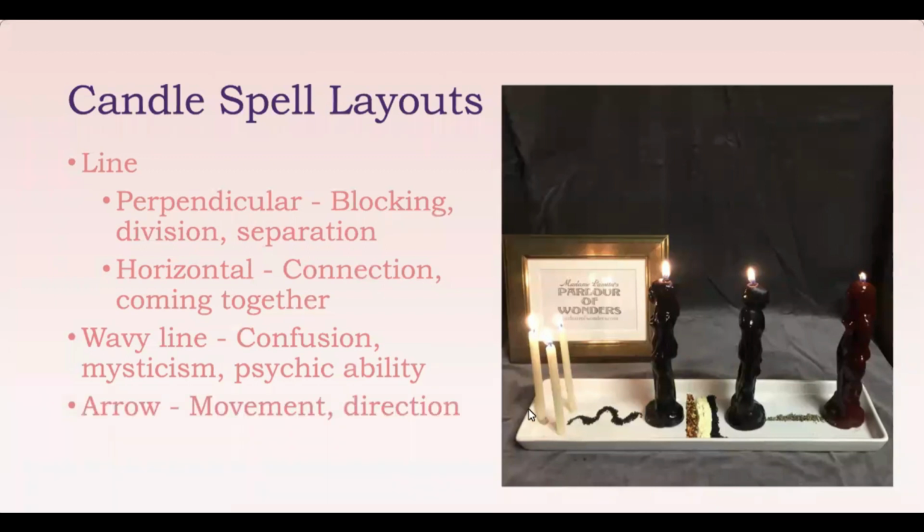This point here of these three candles is like the point of an arrow, and it's like an arrow with a wavy line. So the arrow can indicate movement or direction. We're wanting this person to have a confusing journey and for them to move in that direction away from this person.